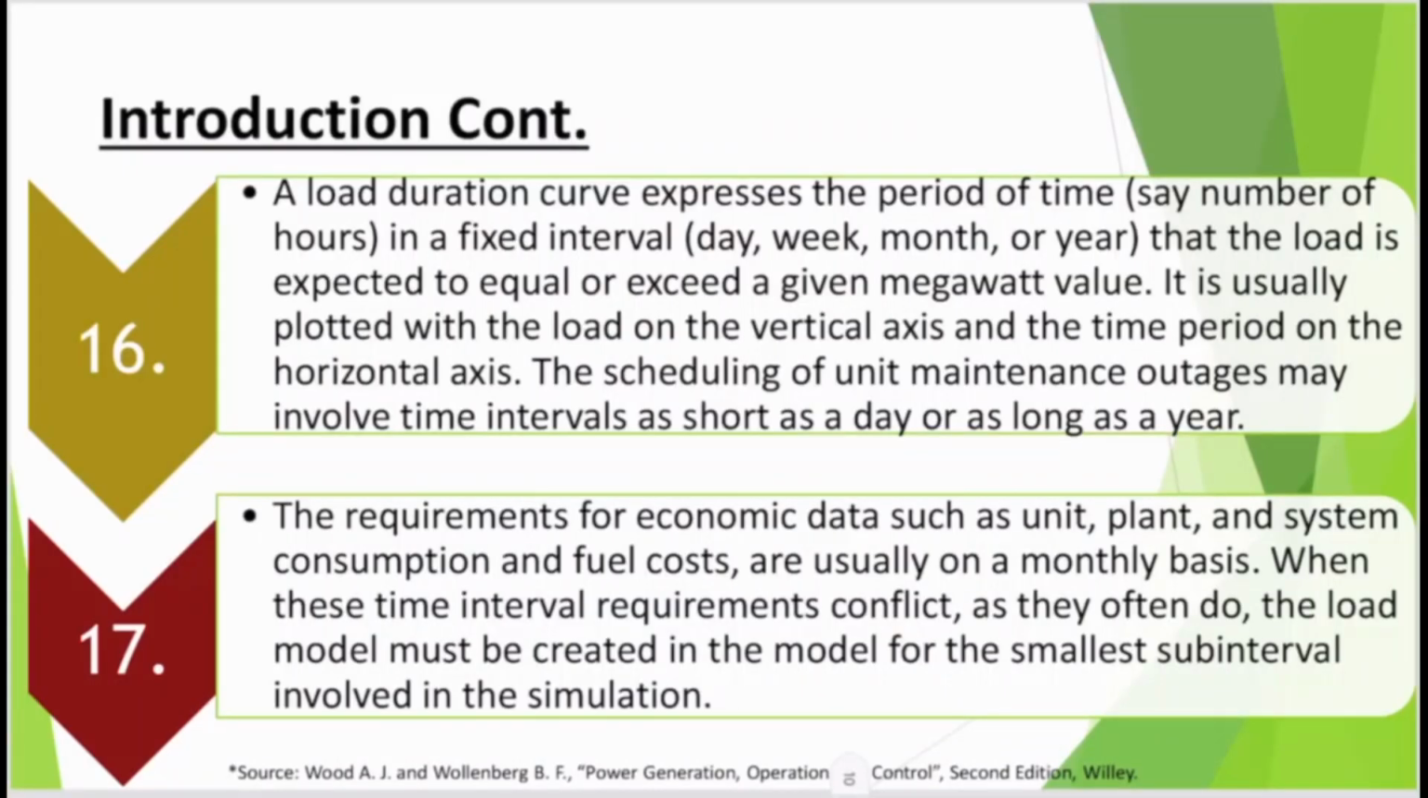Now the scheduling of unit maintenance outages may involve time intervals as short as a day or as long as a year. When a plant is not operational, the minimum could be a day and the maximum could be a week, a month and even up to a year. The requirements for economic data such as units, plant and system consumption and fuel cost are usually on a monthly basis, because we do not make it too short, nor do we imagine something going to happen for a year.